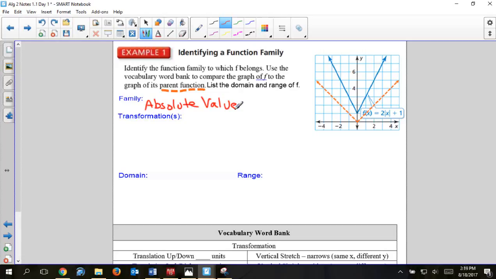And I dashed it because it's not the original, it's the parent, that's why it's dashed. The new function is the one that's solid, so we can tell the difference between the parent and the new function.